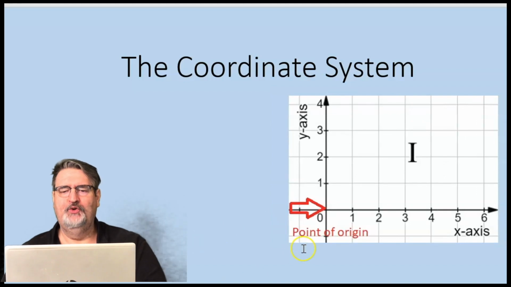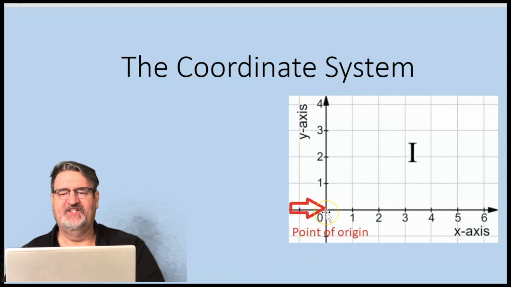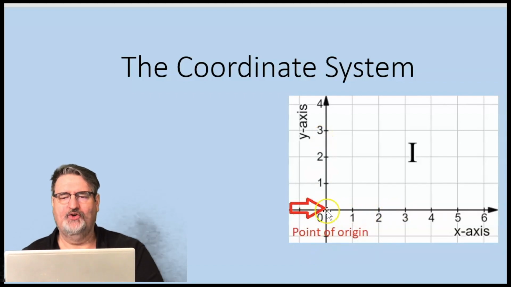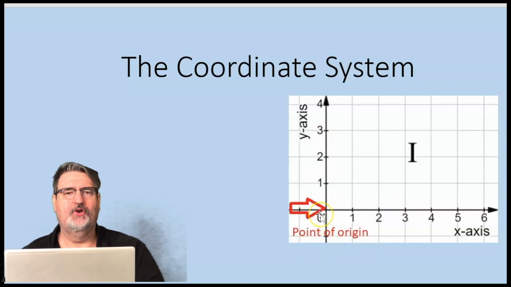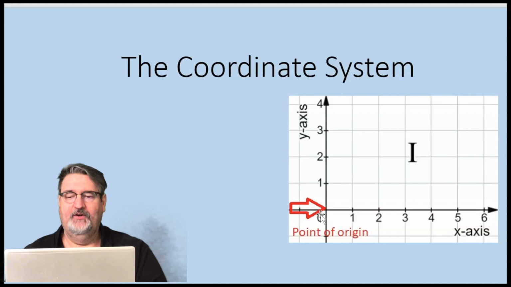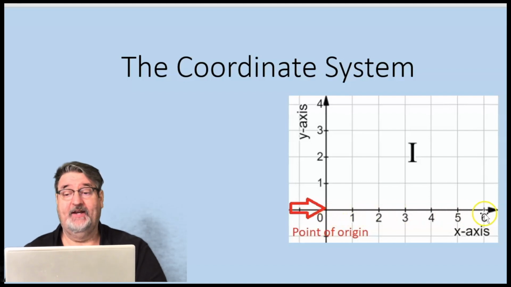One thing that you need to know is right here, there's 0. And this is where the x-axis and the y-axis cross. And this 0 here is called the point of origin. There are 2 other things that we're going to discuss. Right here, the number goes from 0 and it continues on. So it just goes on kind of forever.